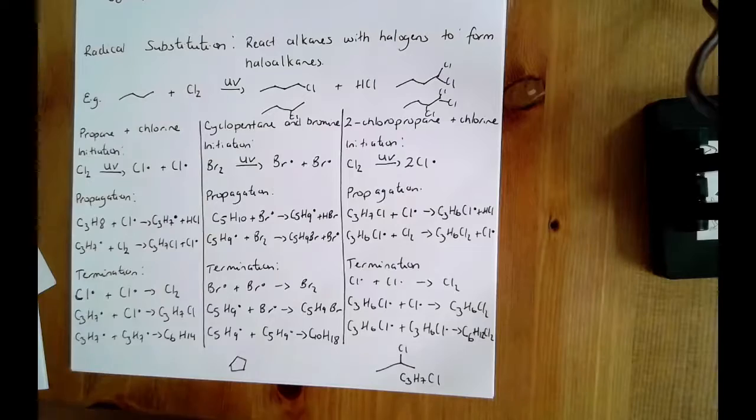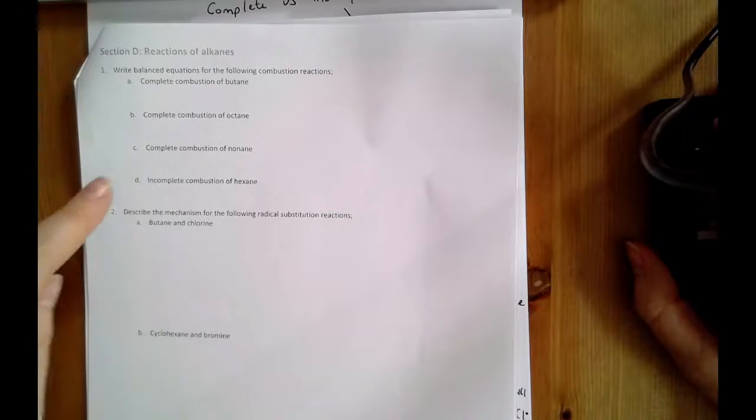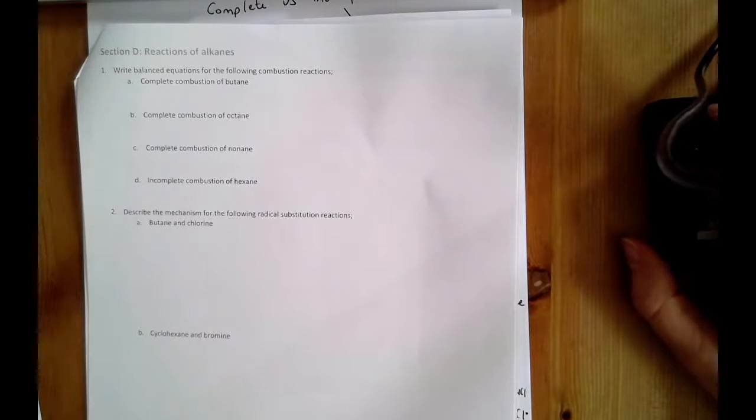This all means that you end up with multiple products, which will then have to be separated at the end. So it's not an ideal method for that reason. In your feedback sheet, section D goes through these reactions. You've got a few equations to write. Complete and then incomplete, so know the products.